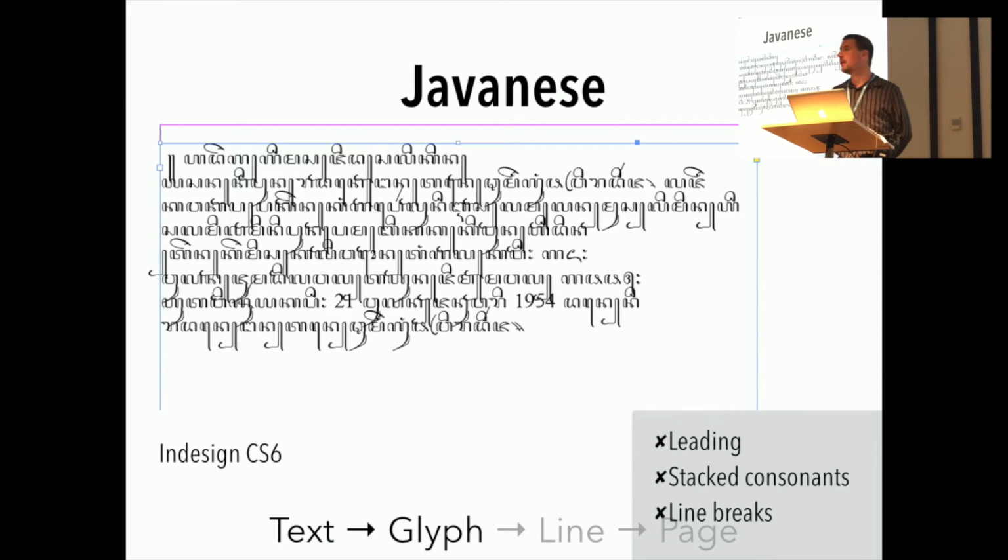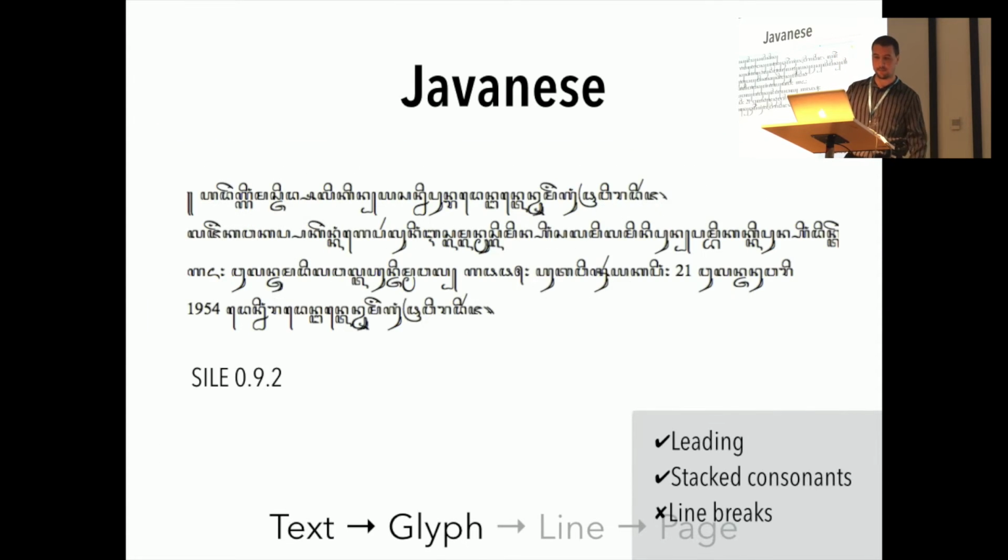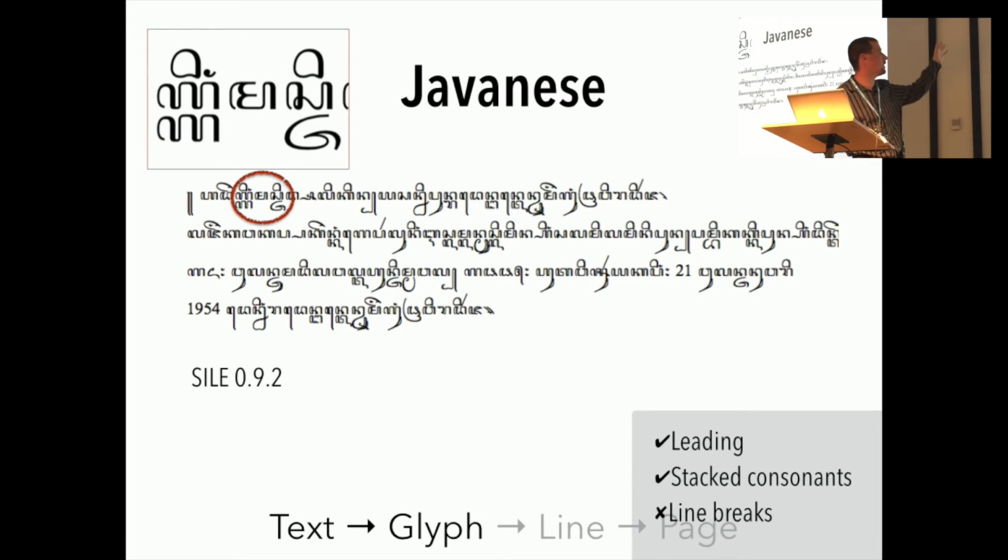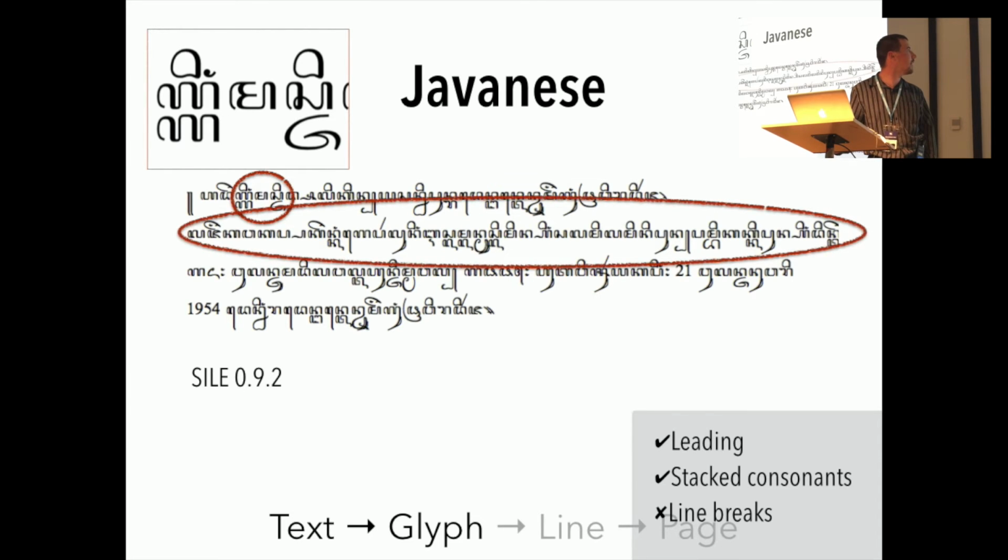And then I tried it in the most recent release of SILE. Again, this knows nothing about Javanese. But because it uses HarfBuzz and HarfBuzz uses a library called Graphite, you automatically get support for these lovely stacked consonants. It manages to get the leading right as well, which is pretty. But the line breaks are still a bit of a mess. In fact, in this line here, we haven't found any line breaks at all, and it runs off the end of the frame. So that's no good, and I did a little bit of work on it.